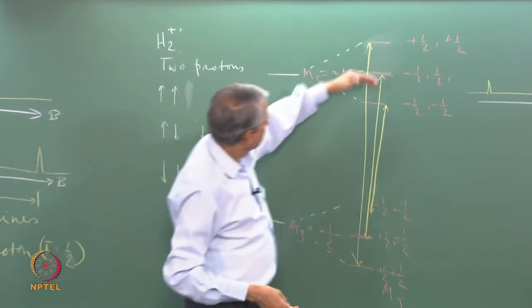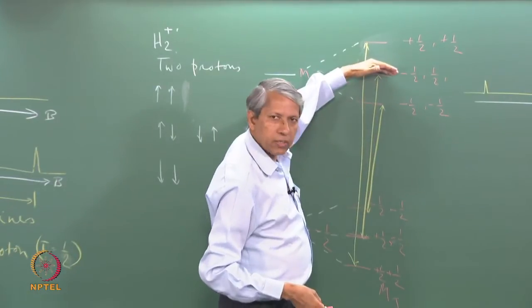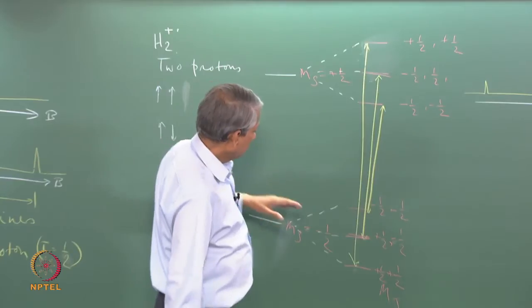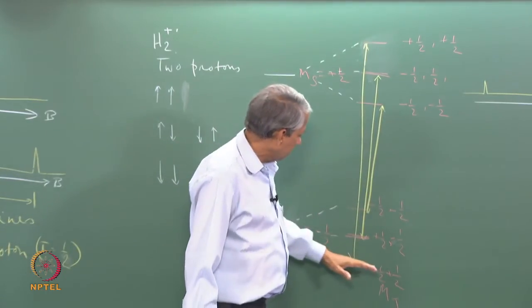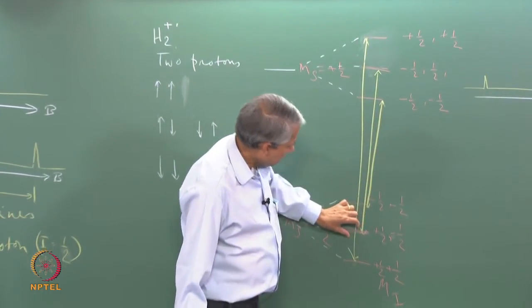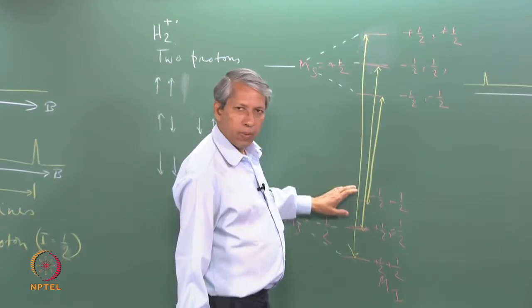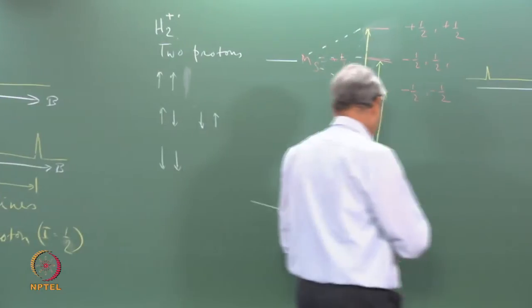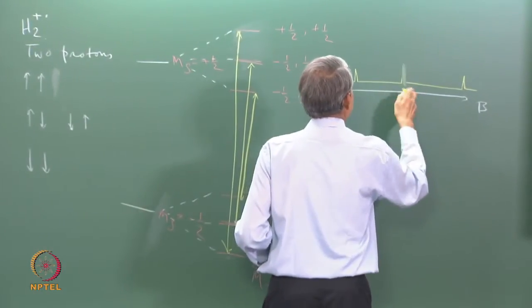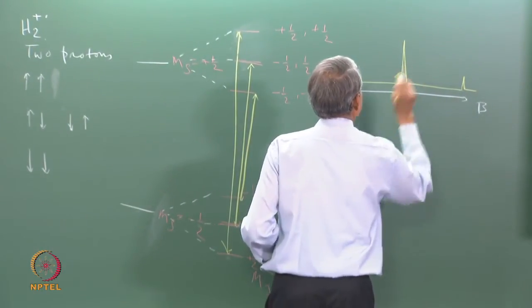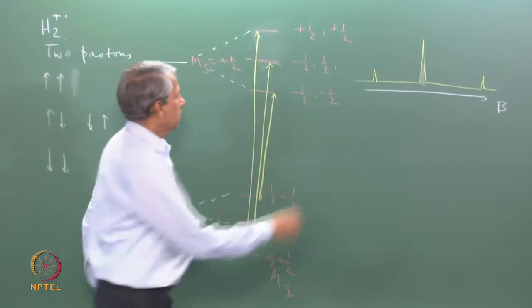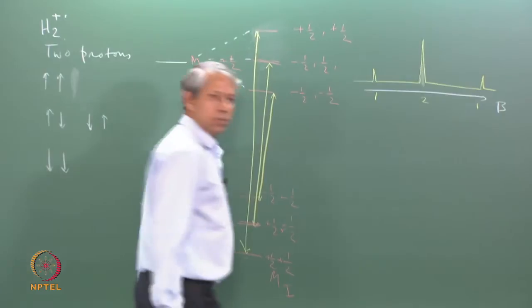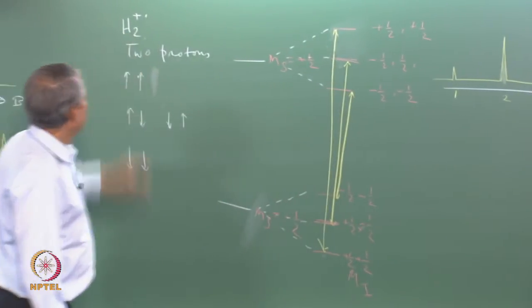So, in a sense, you may call it two energy levels which are degenerate, or the number of particles distributed here will be such that there will be twice the number of particles here compared to this and this. So, the intensity of the EPR line will be twice.